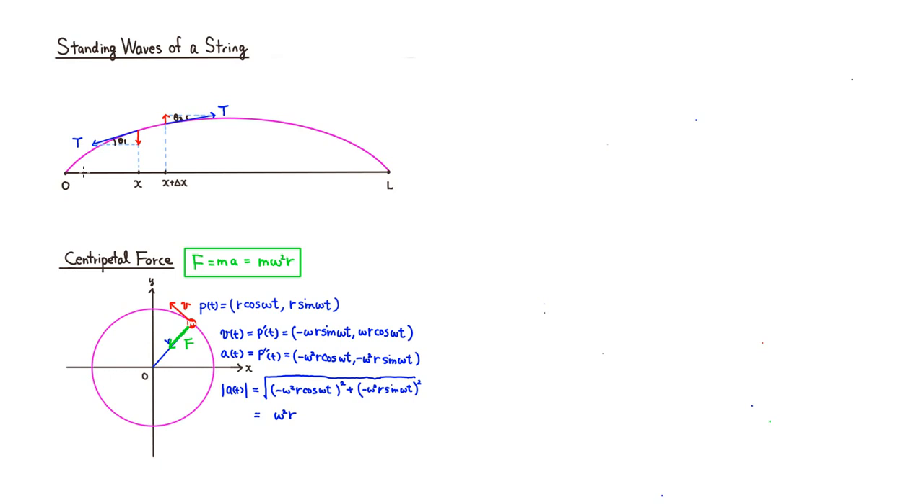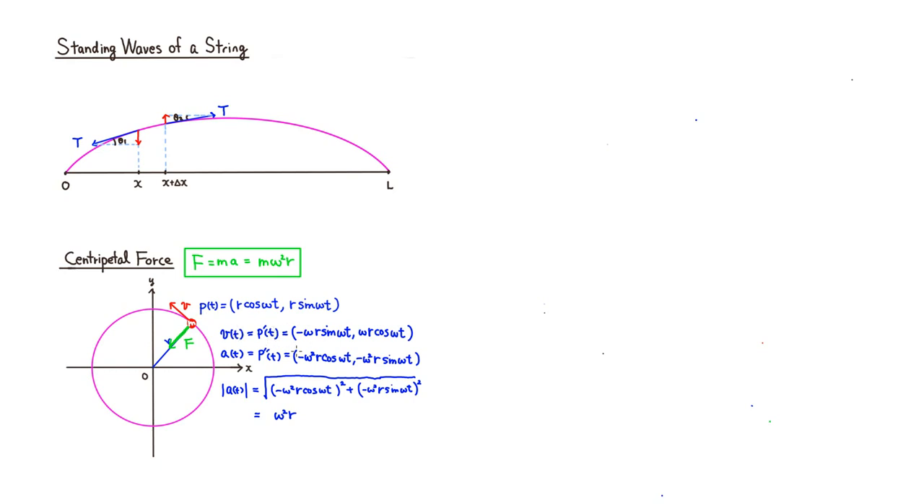Before we get into a standing wave equation, we're going to review centripetal force. Let's say you have a mass m going around in a circle counterclockwise with radius r. We can express the position of this mass as r cosine of omega t, comma, r sine of omega t. Let's say that's the position function. Then we can take the first derivative, which gives you negative omega r sine of omega t, comma, omega r cosine of omega t. This is going to be the velocity function of this mass.